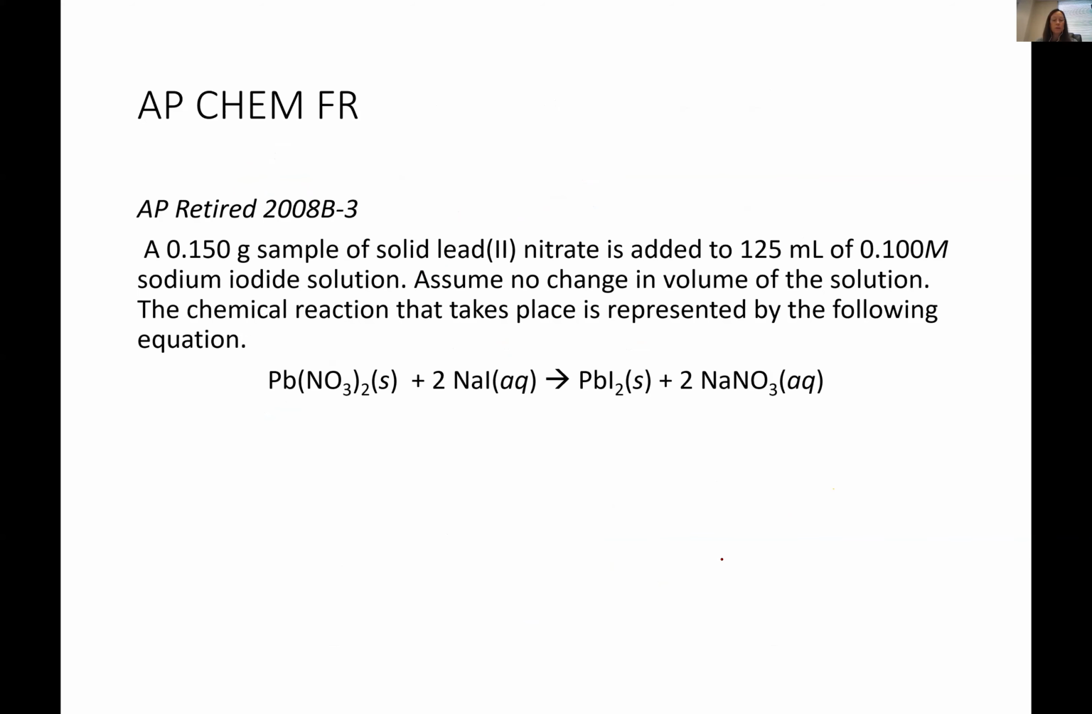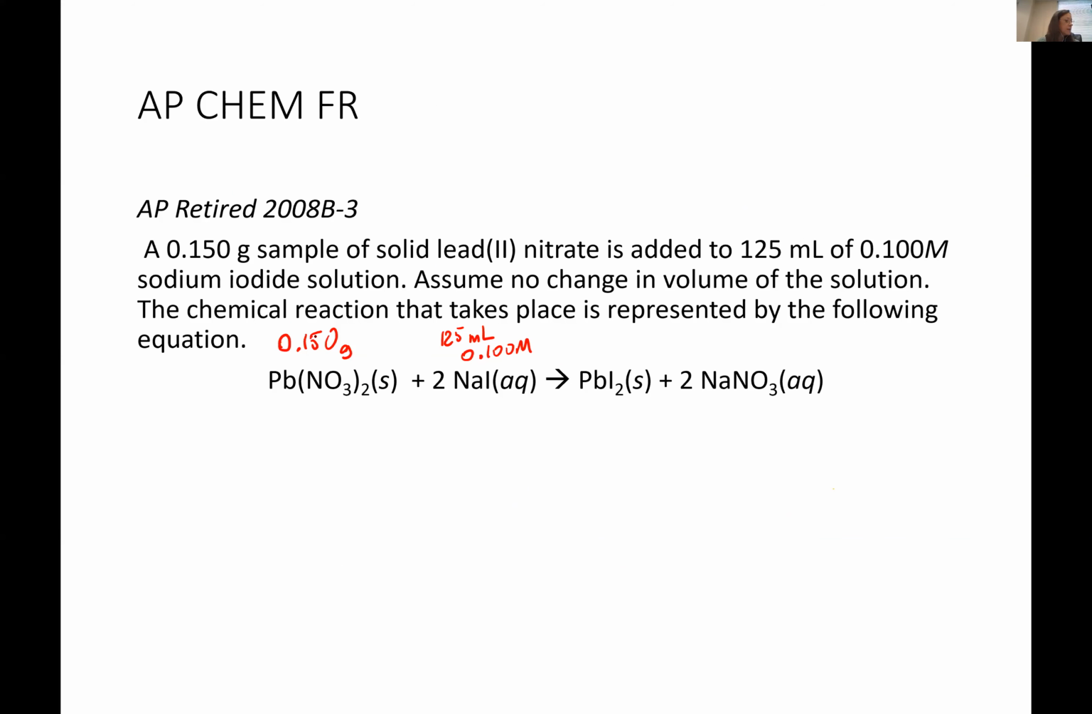So now what I'd like for you to do is read this problem. This is a retired one. I bet you probably have already done it in class somewhere along the way. So what I would like for you to do is figure out the moles. So we've got 0.15 grams of lead(II) nitrate. We've got 125 milliliters of 0.1 molar sodium iodide. So figure out the moles for each of these and see if you can determine which one you think is the limiting reactant.